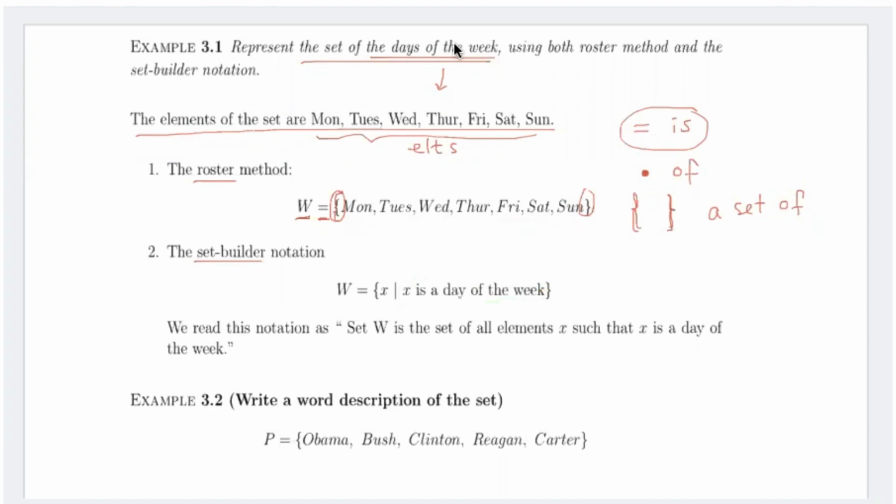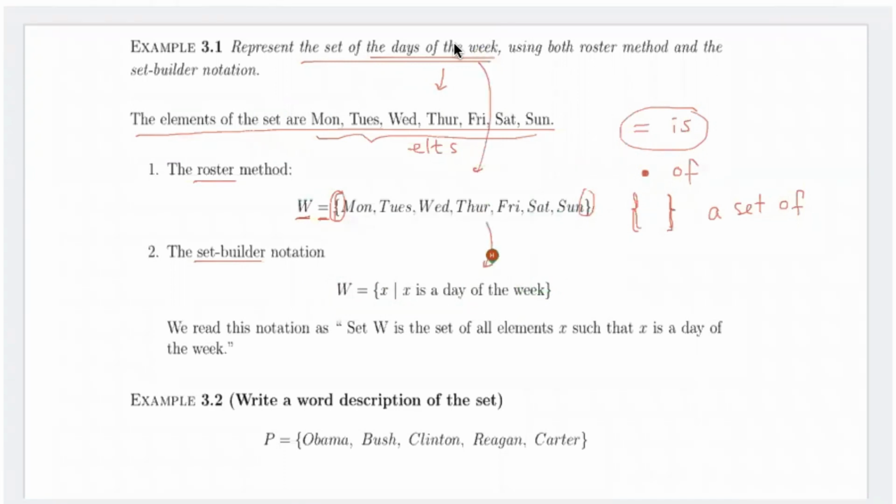Are we okay with this? W is the set of Monday, Tuesday, Wednesday, Thursday, Friday, Saturday, and Sunday. W is the set of X such that X is a day of the week. So these are the same sets. This is the same as that. Let me mark this. This is the same as that.